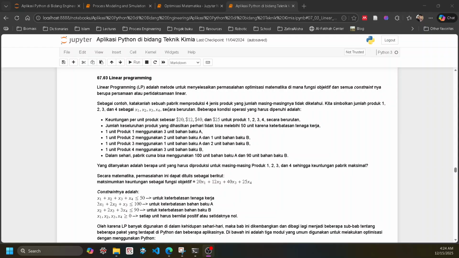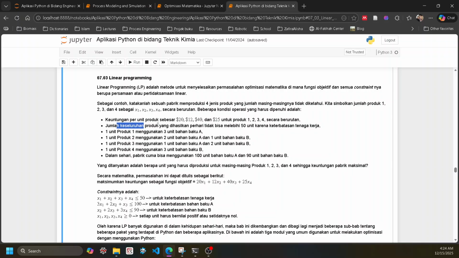Say, for example, there's a factory that produces four different products: product one, product two, product three, and product four. We don't know how much of each product, so we say x1, x2, x3, and x4. There are a few constraints, right? Say, for example, the profit for product one is $20, product two is 12, product three is 40, and product four is 25.